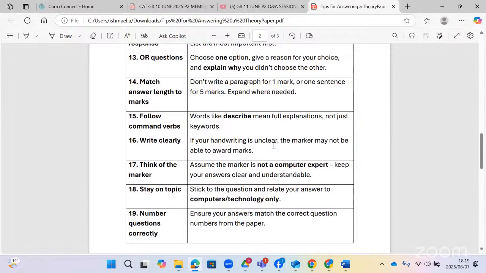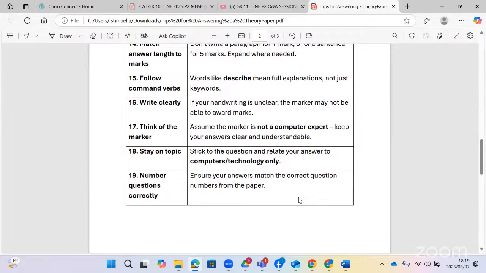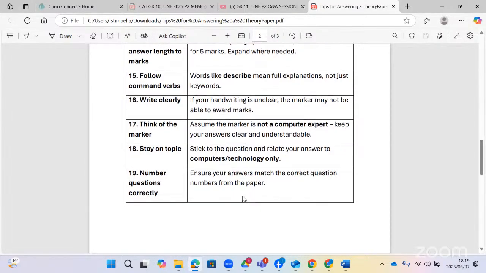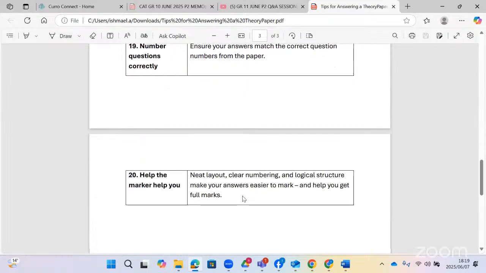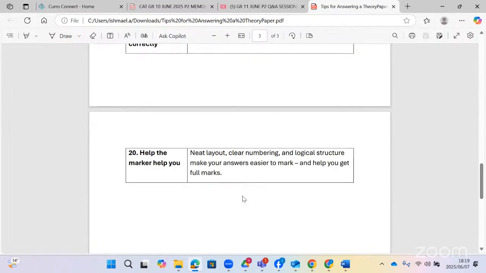Assume the marker is not a computer expert. Whenever you are answering theory, think that the person going to mark does not know anything about CAT, and the person is following the memo. So you must try to explain to convince that person. Stay on topic, stick to the question, and relate your answer to the computer or technology only. Ensure your answers match the correct question numbers from the paper. This is very, very important. If you miss it, you might lose the mark as well.